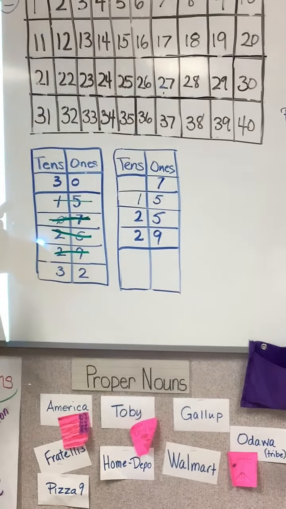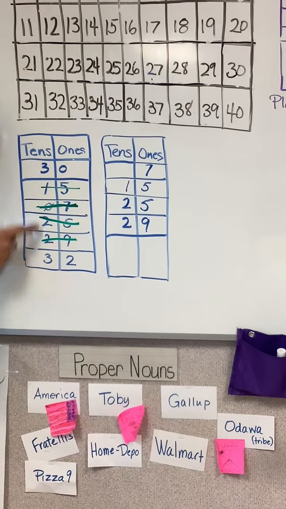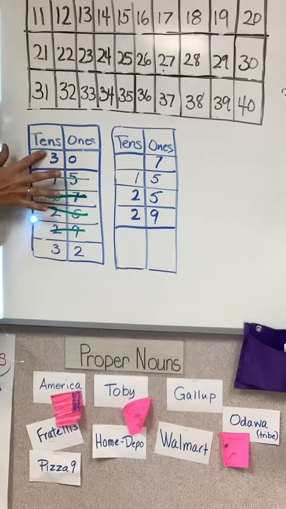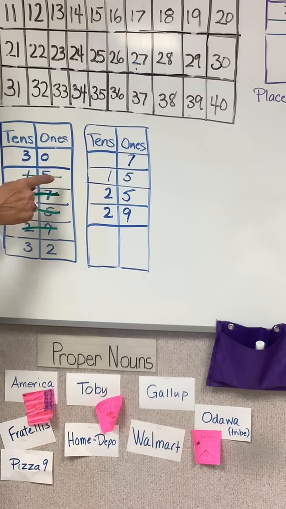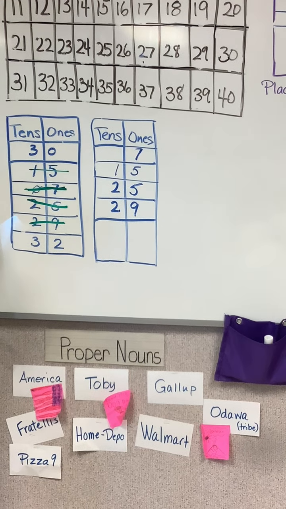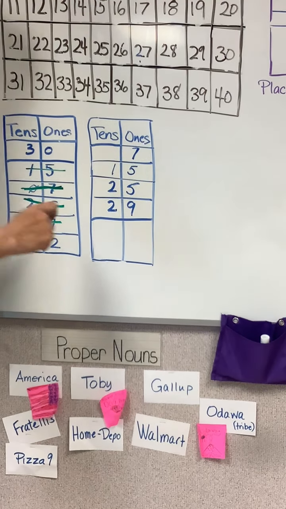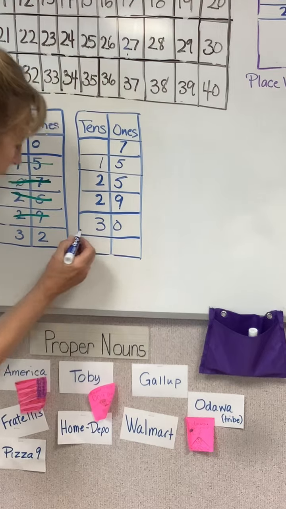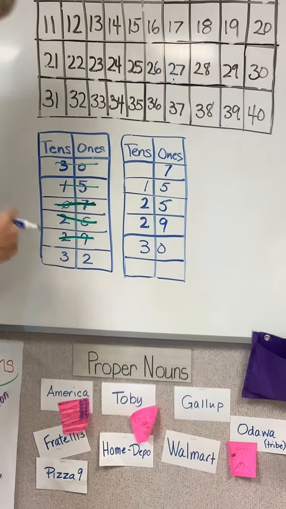There's only 2 numbers left, 30 and 32. So when the tens column are the same, when the 2-digit numbers both have 3 tens, we have to look at the ones and see which one is smaller. Is 0 smaller than 2 or is 2 smaller than 0? 0 is smaller than 2, isn't it? So that means the 30 goes next. And then we cross that off, and our last number left is 32.